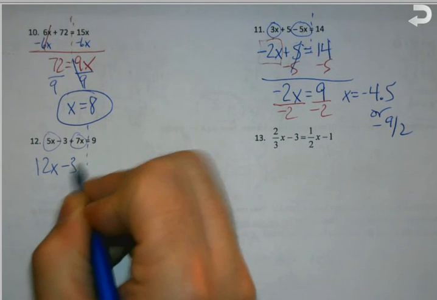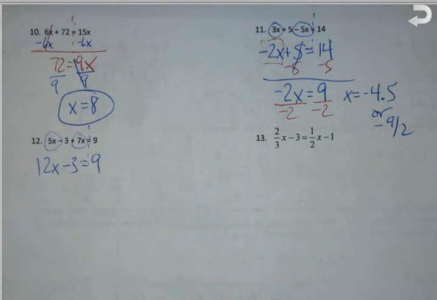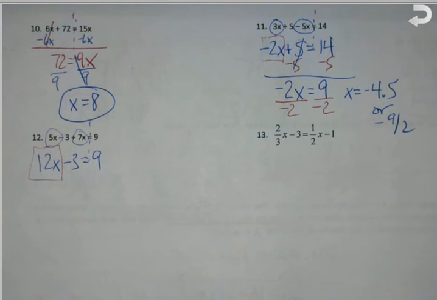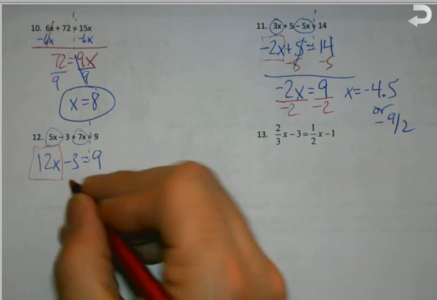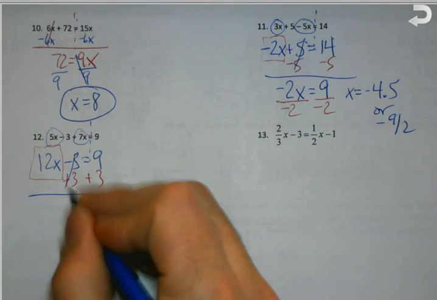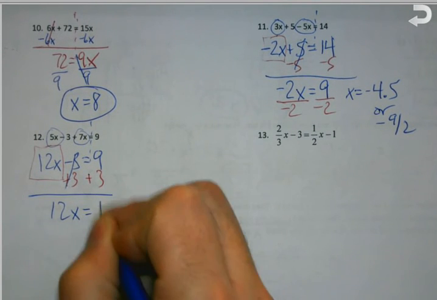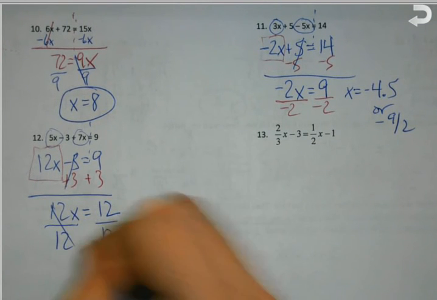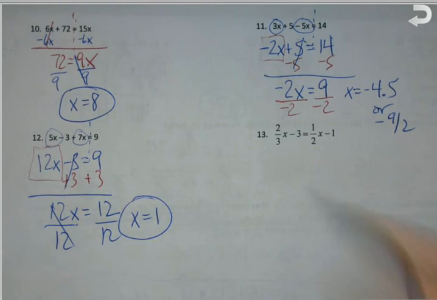12x minus 3 equals 9. Get that x term alone, plus the 3. And then divide by 12 because we're multiplying. Oh, now the fun starts.